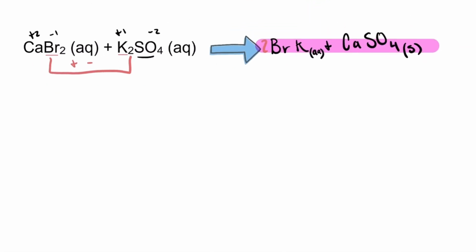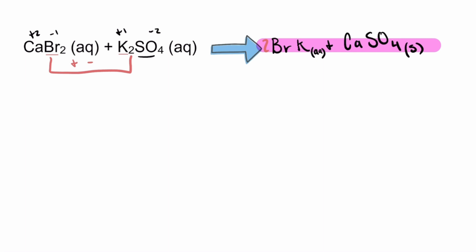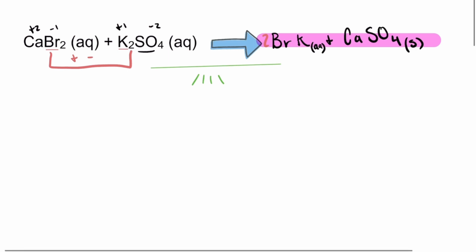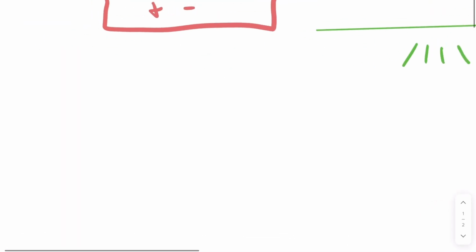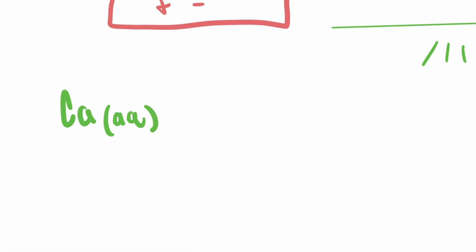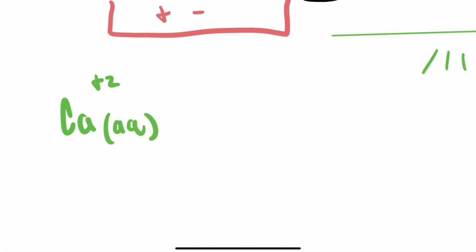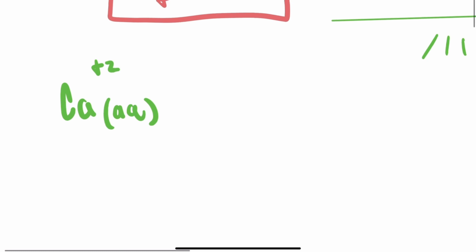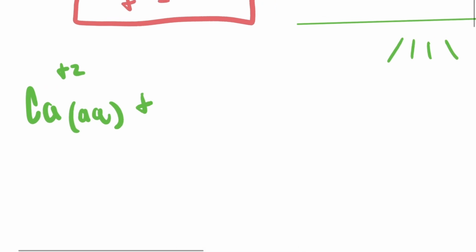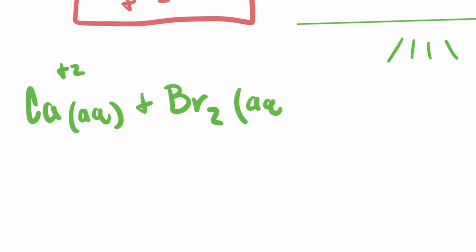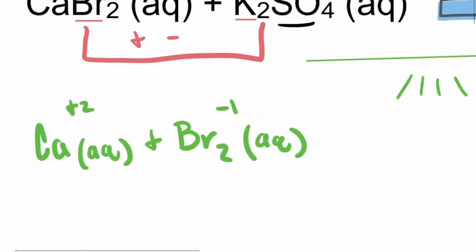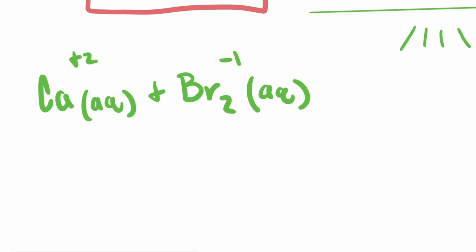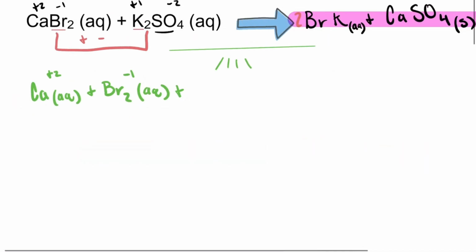With a complete ionic equation, you're basically just writing out exactly what this equation is saying, broken down into each individual piece. For example, we can start with calcium, and we know it's aqueous with a +2 charge, and we leave it at that. And then we add bromine, which is also aqueous with a -1 charge, and that is our complete ion. Then we move on to the next one, and so on and so forth.